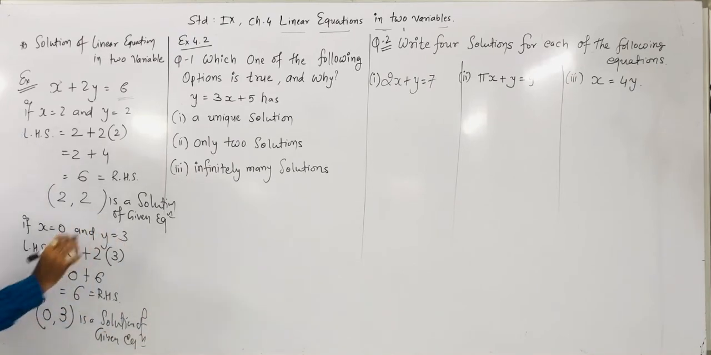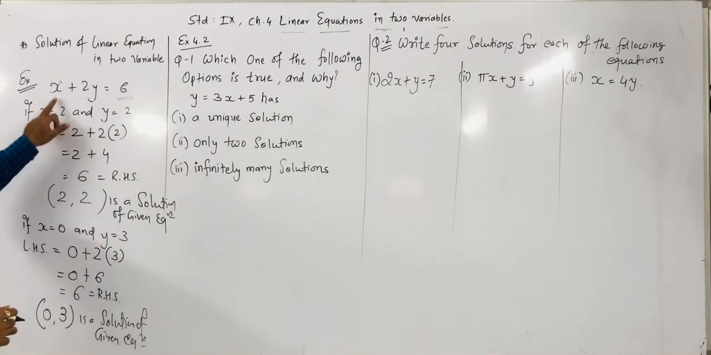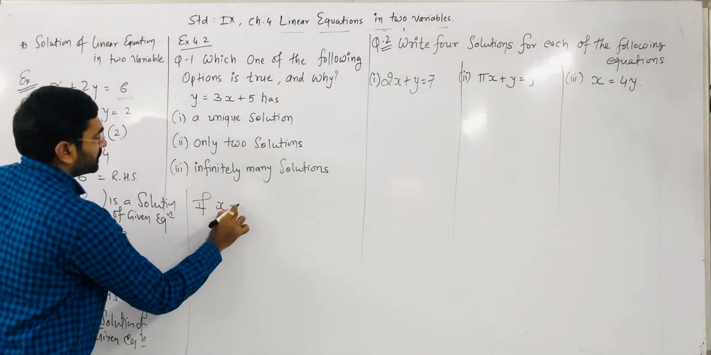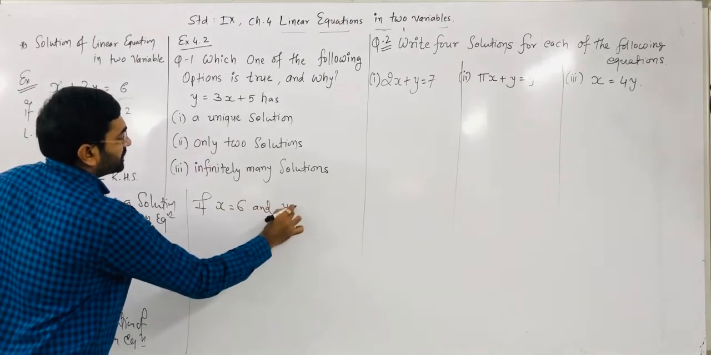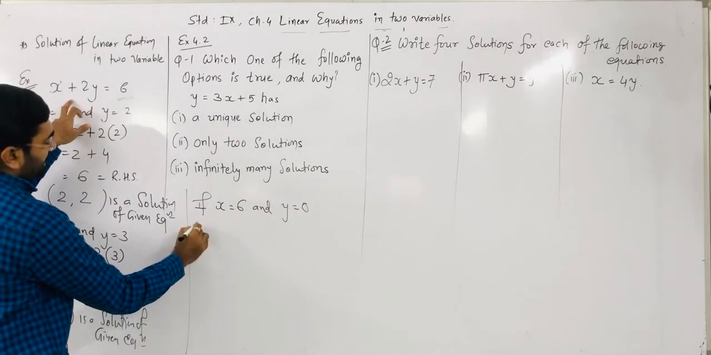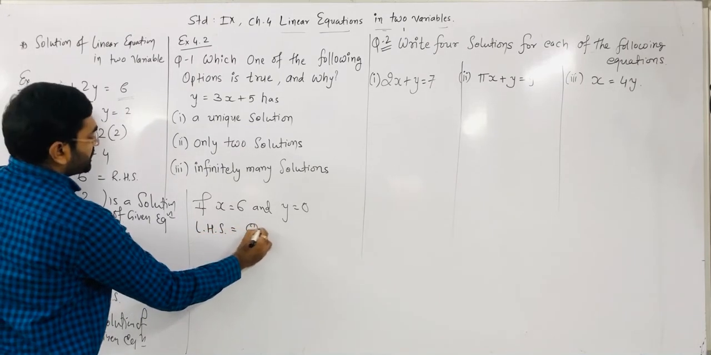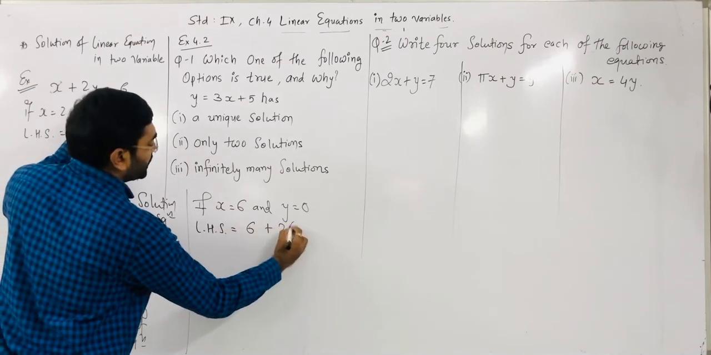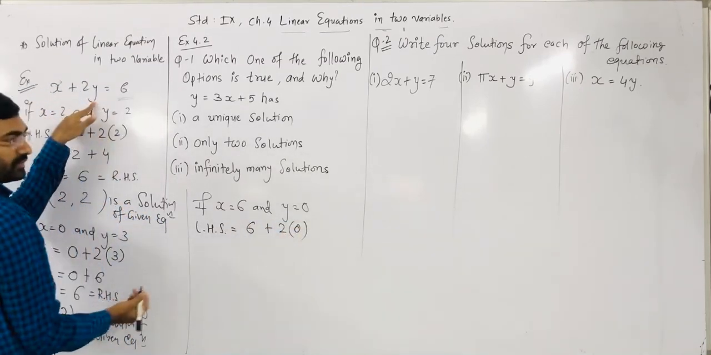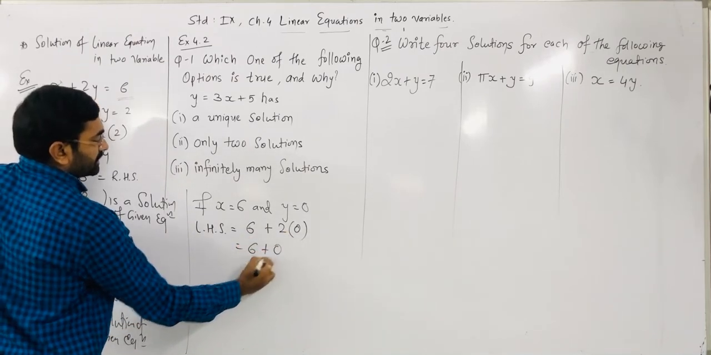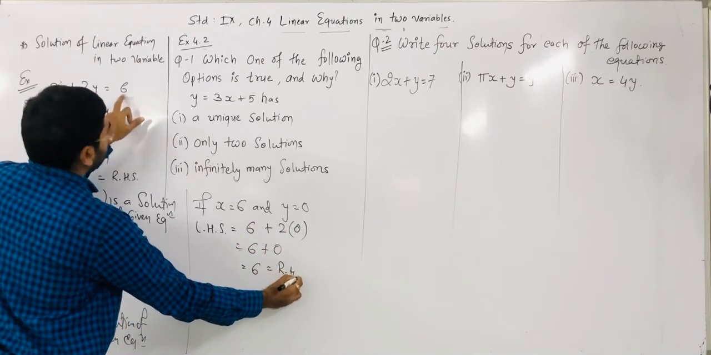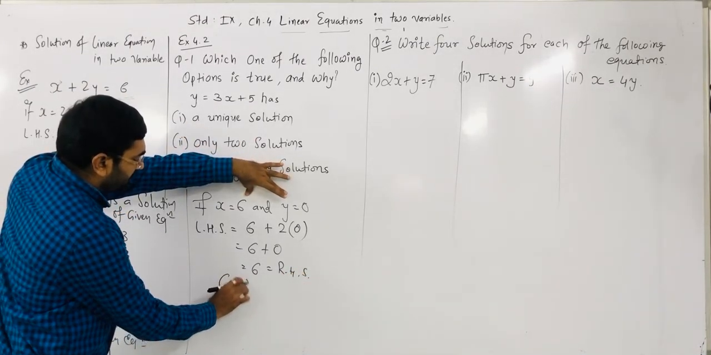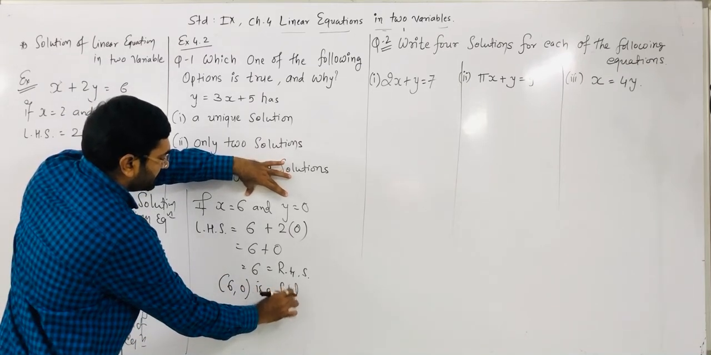Now see, another solution is also possible. How? Suppose I take the x value as 6 and the y value as 0 in the given equation. Its left hand side is: x value 6 plus 2 into y value, which we put as 0. So 2 into 0 is 0 only. So we get 6, which is our right hand side of the equation. So we can say another solution we get, (6, 0), is a solution of the given equation.